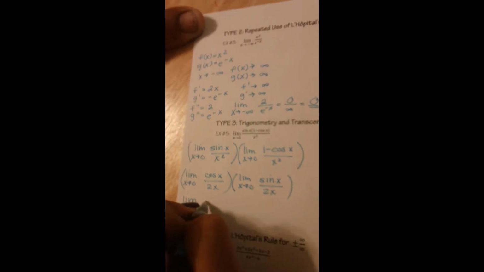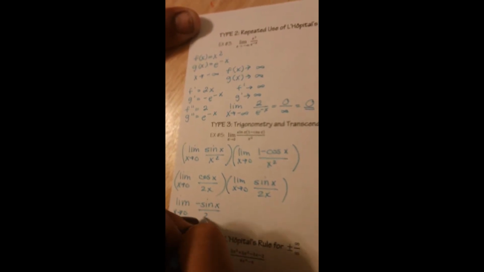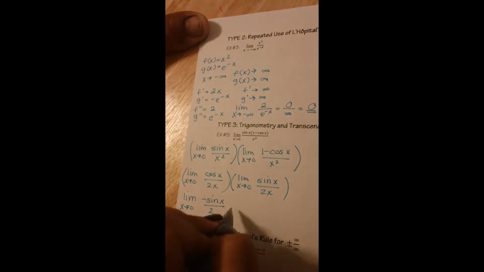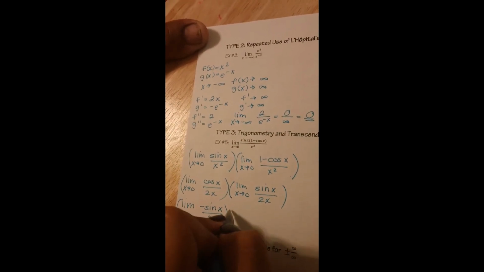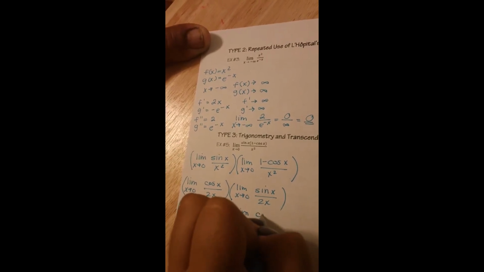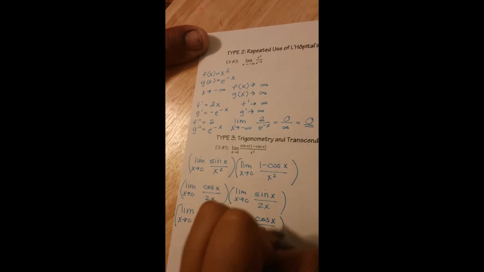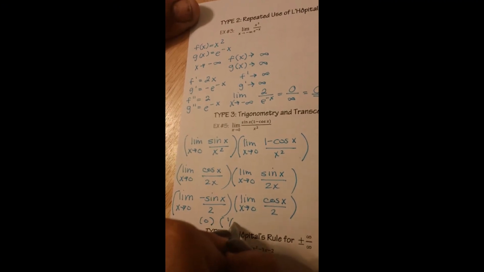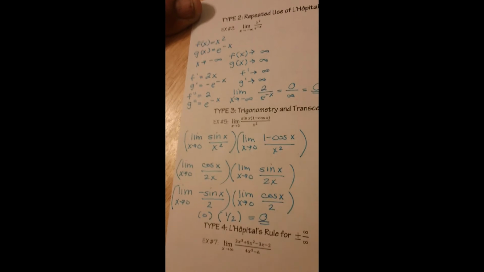So we're going to have the limit as x approaches 0 of negative sine x over 2 times the limit as x approaches 0 of cosine x over 2. This first one will give us 0 over 2, which is just 0, times 1/2, which, surprise, surprise, gives us 0.